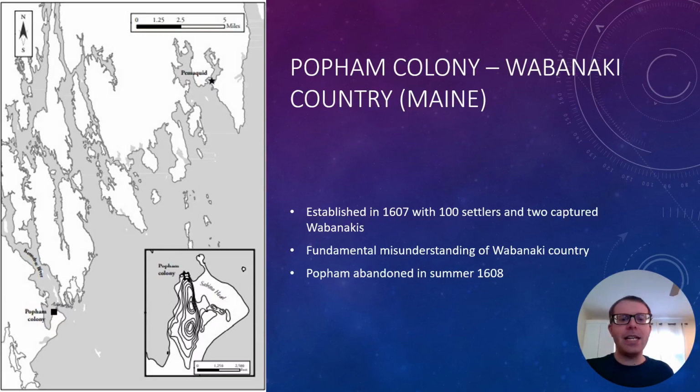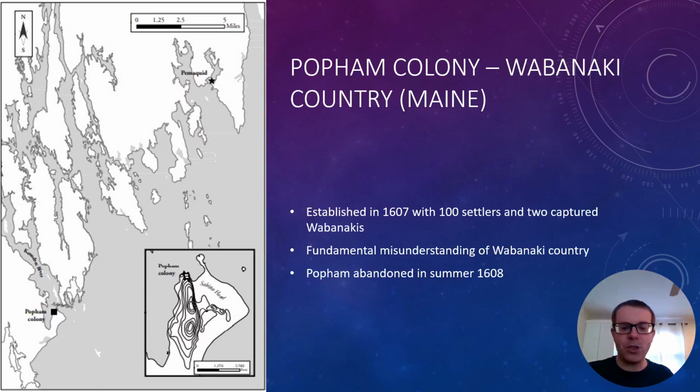And the problem, effectively, is that Popham and the other English settlers don't really understand Wabanaki country. They don't understand this is a very cold place where you have to engage in significant fishing and hunting and gathering to survive. And they're hoping to just get by trading with the local people. But the Wabanaki are not interested in trading with the English. And so the colony suffers significantly from hunger.